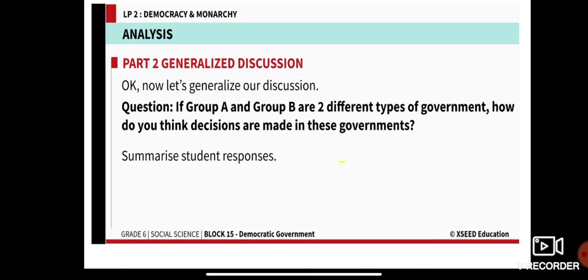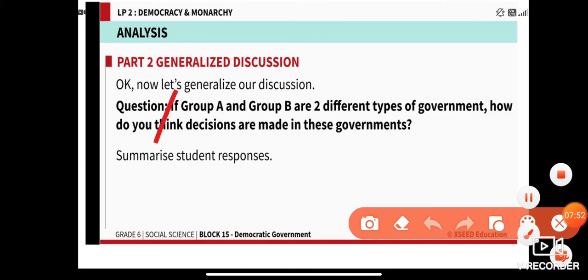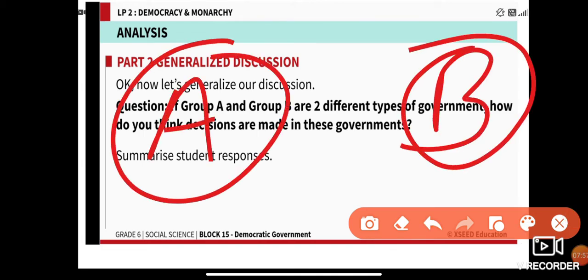Okay, we are still in group A and B. If group A and group B are two different types of government, how do you think decisions are made in these two governments, A and B? How do you think decisions are made?